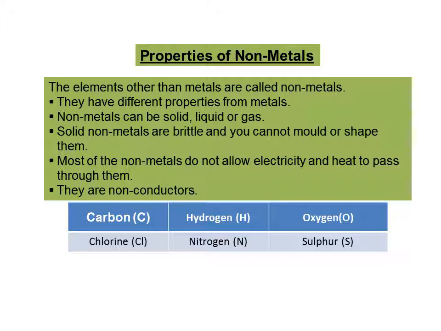Oxygen, that is also a gas. This is an ideal gas, and oxygen is denoted by capital O, which is a non-metal. Chlorine, this is again a gas which is a non-metal. Nitrogen is a gas which is a non-metal, and sulfur is a non-metal that is found in powder form. Sulfur is used in explosive materials and in various chemicals, but it is a non-metal.